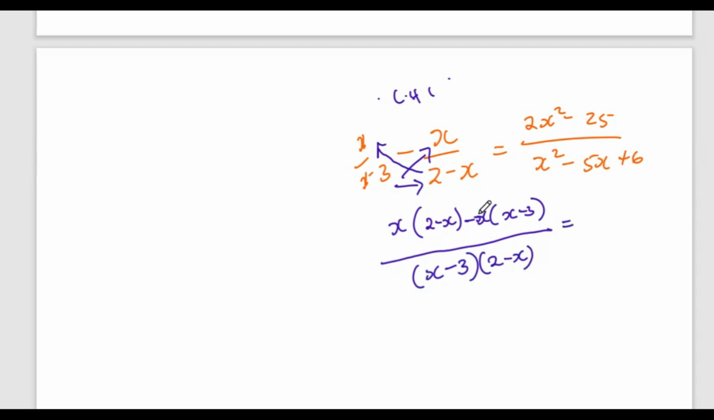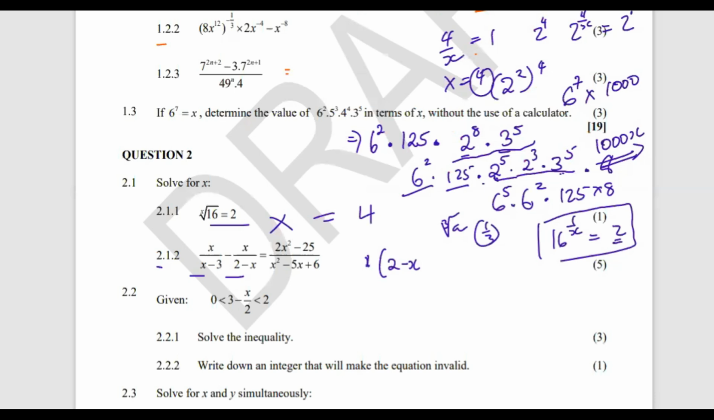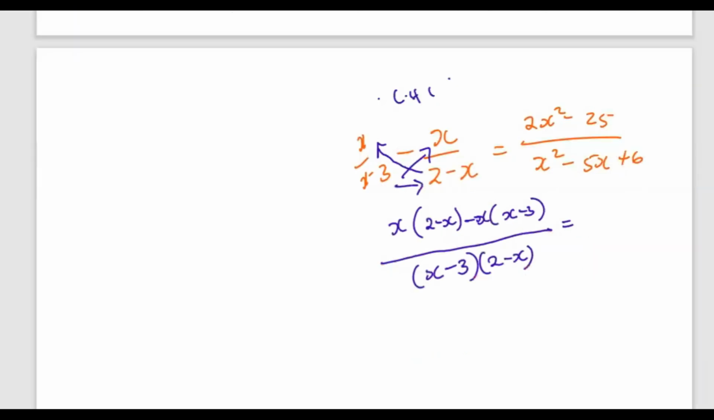Should be equal to, I can factorize this. Remember, it's 2x squared minus 25. There is nothing common, and it can't be a difference of two squares. So I'm just going to leave it the way it is. Okay, that's 2x squared minus 25.